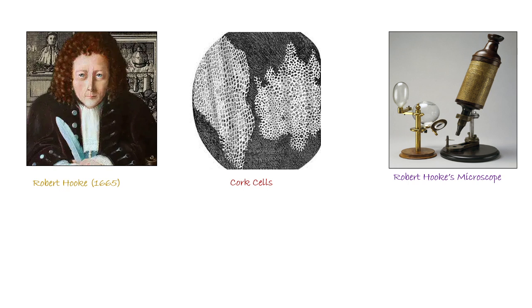However, what Robert Hooke actually saw was the dead cell wall of plant cells. The cell wall observed by Hooke gave no indication of a nucleus or other organelles in living cells. He published his observation in the book Micrographia.